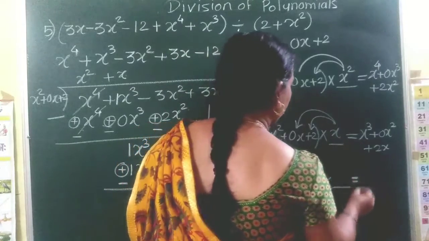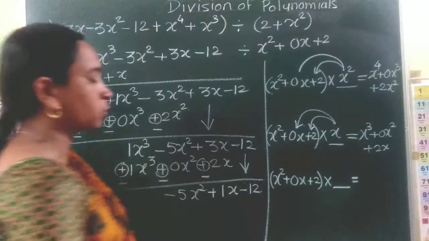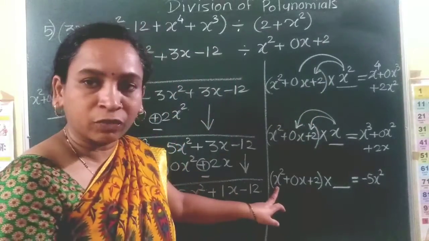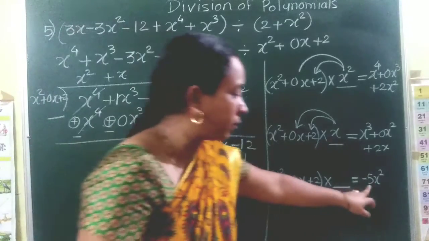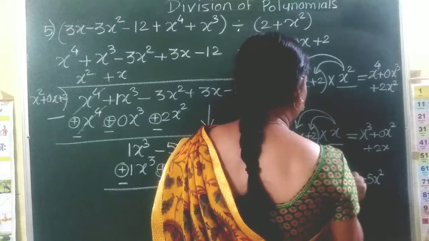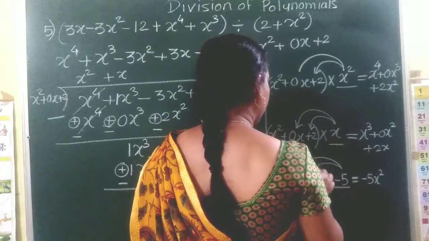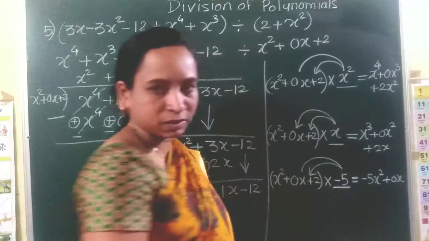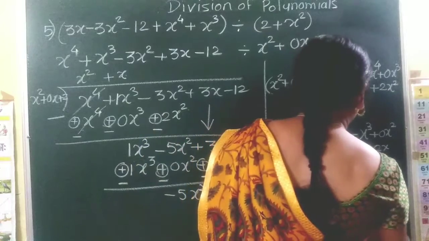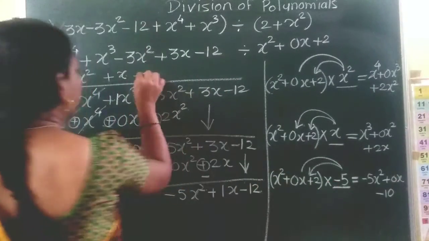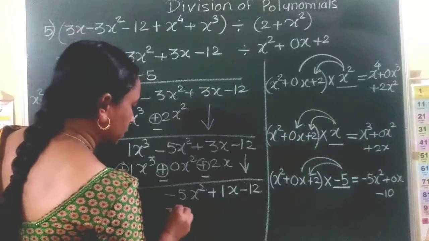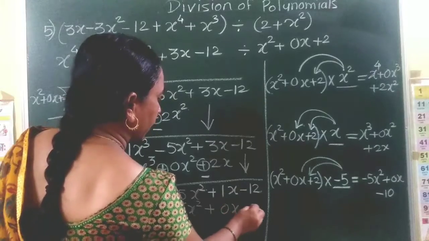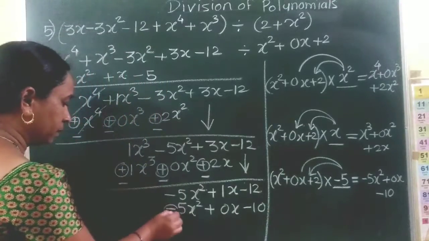So take the divisor again, multiplied by the quotient or any other term to get the term minus 5x square. To balance it, for the first term, I should multiply by minus 5 because here it is minus 5. So I will multiply by minus 5. Multiply the remaining terms. So here I'll get 0x, 5 zeros are 0. Then 5 twos are 10 but negative 10. Third quotient would be minus 5. Answer product is minus 5x square plus 0x minus 10. Change the sign.